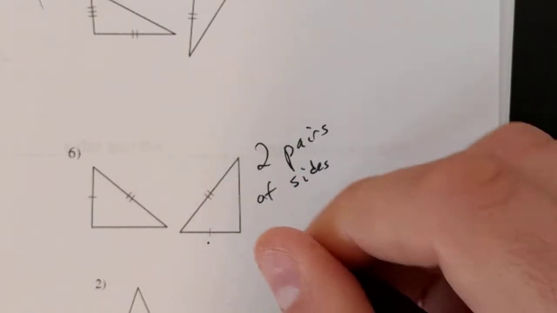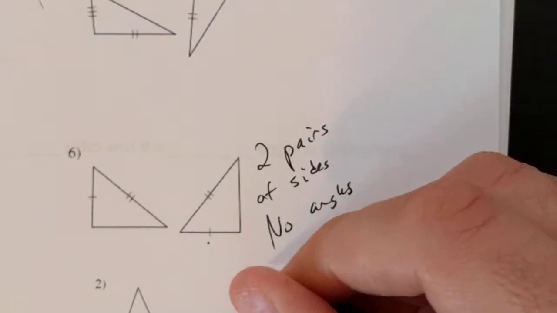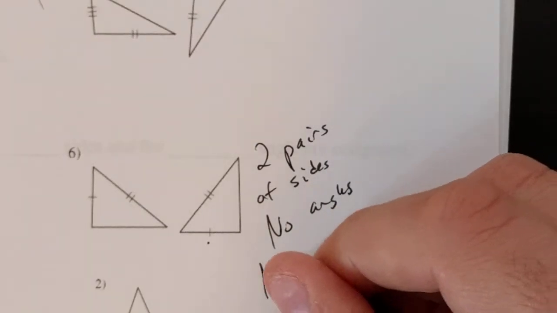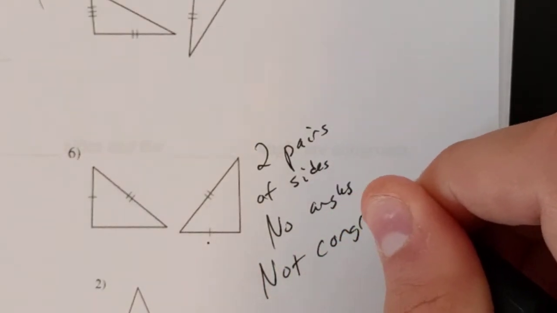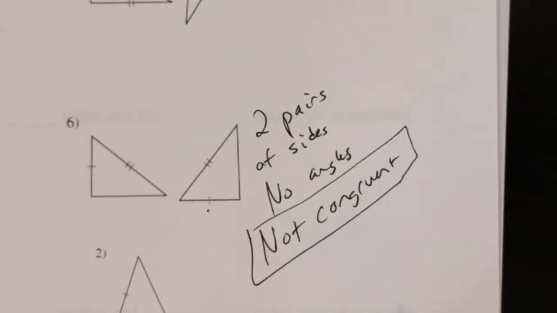And we have zero angle information. No angles given. And therefore it's a no, or not congruent. Not enough information here. So you simply put not congruent and you move on to the next example.